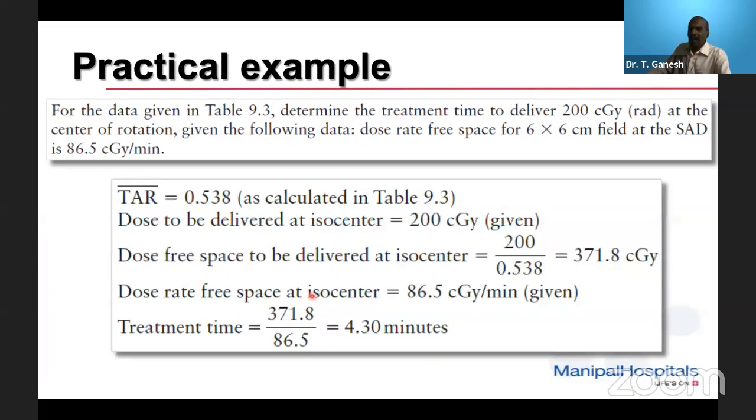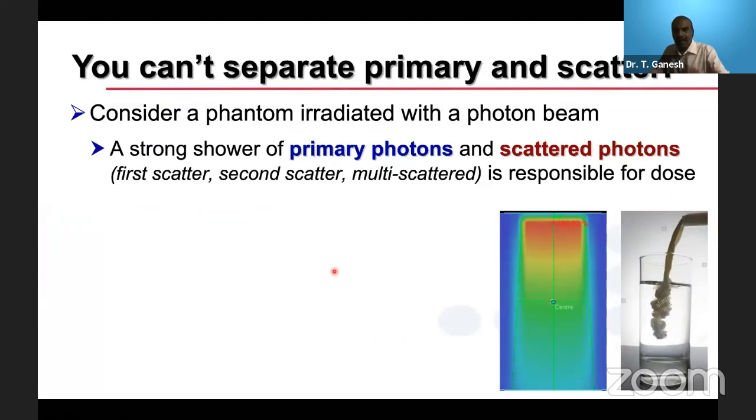So 0.538 is the average tissue air ratio for this particular setup. And then you want to give a dose of 200 centigray to the target volume, and the tissue air ratio is 0.538. So the dose in free space is 371.8, and if the dose rate in free space is 86.5, you have to switch on the beam for 4.3 minutes in order to treat that particular case.